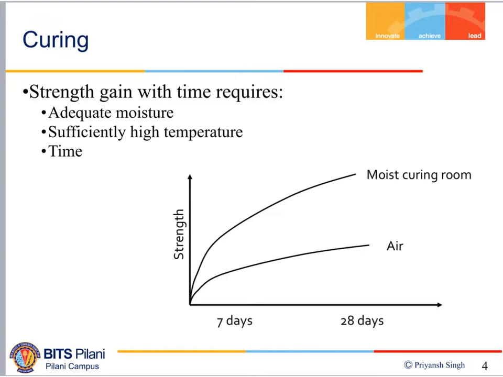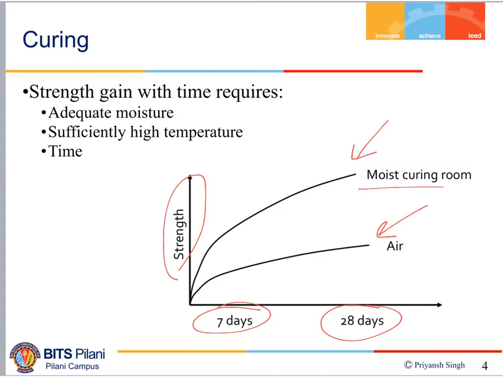So if I plot the strength after 7 days and 28 days, the curing when you are using only air and curing when you are using water also. When you are using water, the curing process will be more rapid and you will get a higher strength after 28 days of conditioning or curing process as compared to the strength you will get only due to the curing in air.